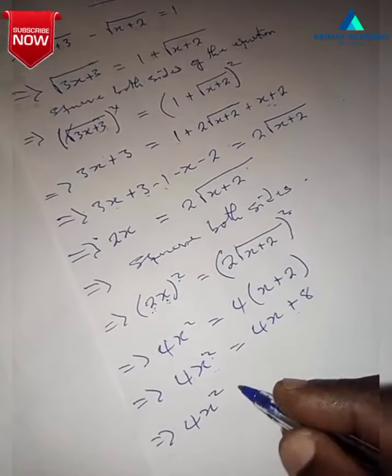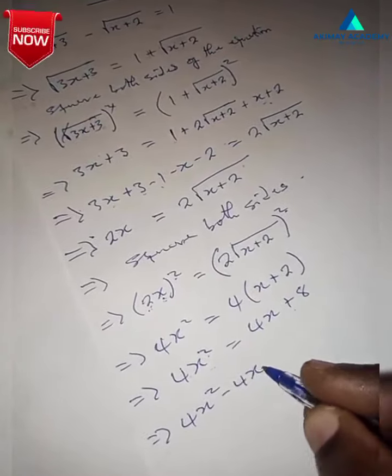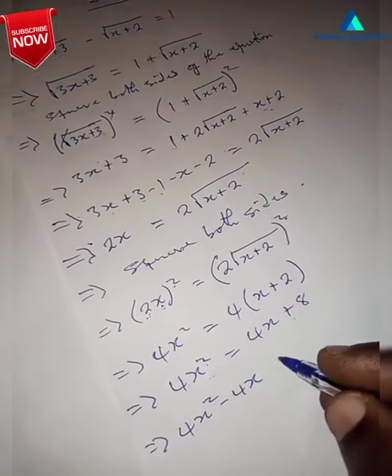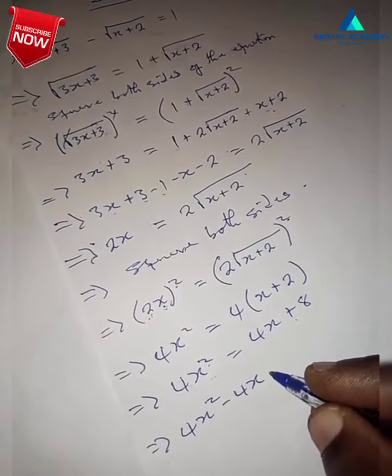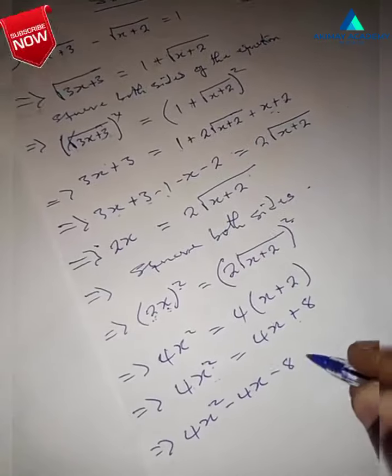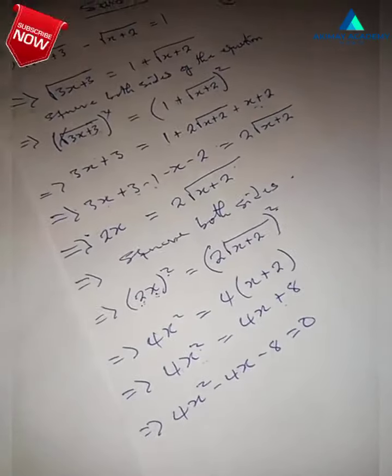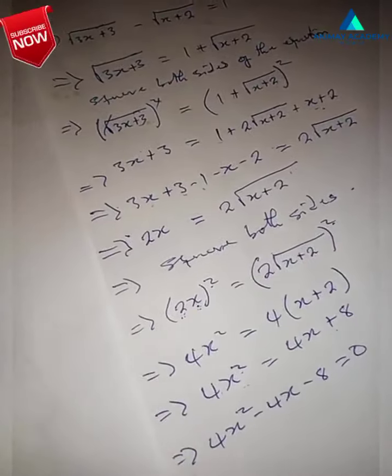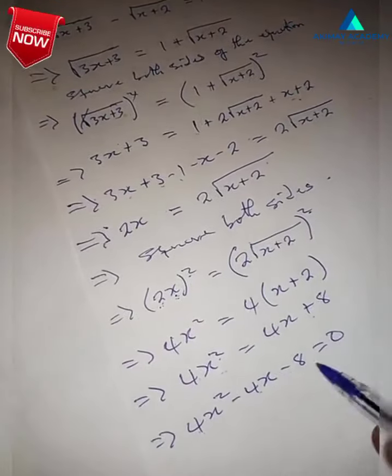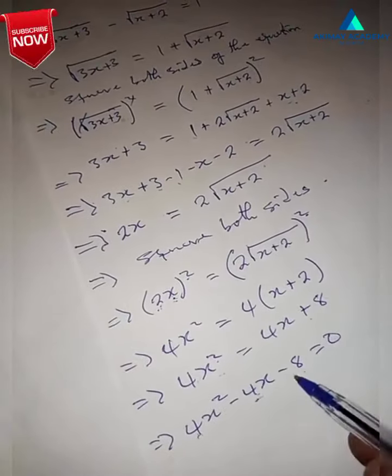So this one coming here will give us minus 4x. Then the 8 also follows to have minus 8. Then everything will be equal to 0. Then we have a nice quadratic equation over here. Here you could see that here is 4, 4, 4, 4. Then we have 8 here.